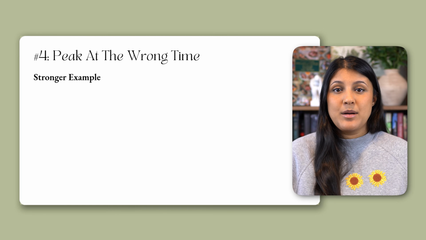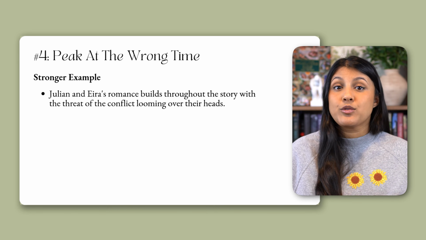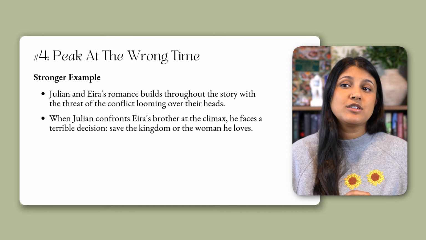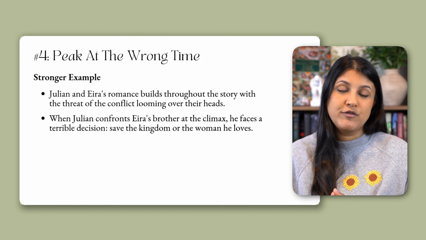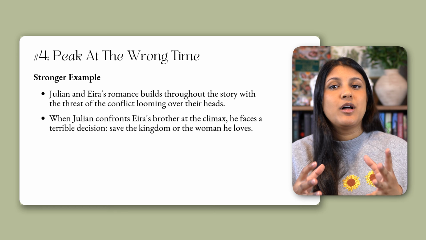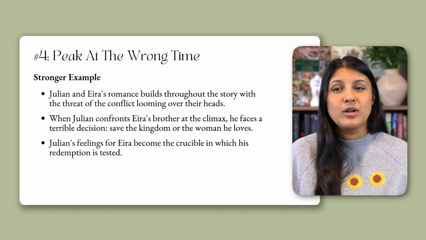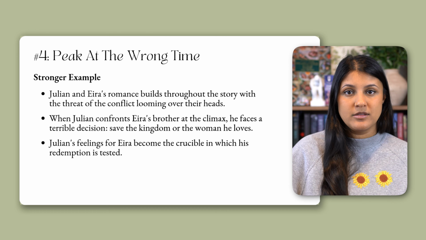A stronger example could be that Julian and Era's romance builds throughout the story, but the real test comes at the climax, when Julian confronts Era's brother, the sorcerer, who tells him, "Let me complete the ritual, otherwise Era dies with me if you stop me." Now the romance subplot and the main plot collide. Julian's feelings for Era are now the crucible in which his redemption is tested. Does he choose the kingdom or the woman he loves? That's a real choice with real stakes, and it happens at the peak of the story.